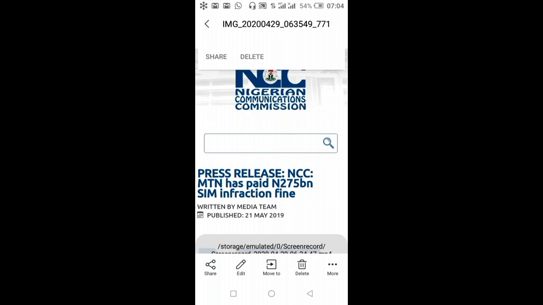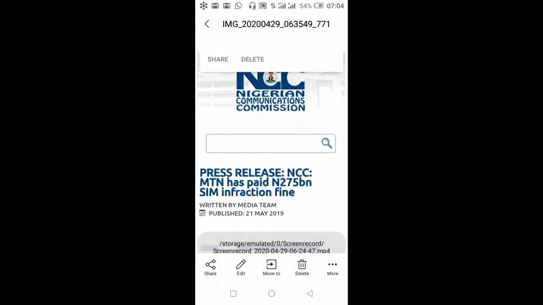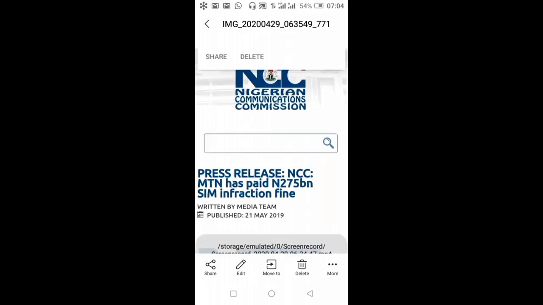Number four function of NCC is that it summons persons before NCC in case of grievances. That is, if there are grievances between the telecommunication providers and maybe consumers or an individual or any other agency, NCC as a regulatory body has the right to summon such persons, either the communication providers or anybody who is actually involved in one form of grievance or the other. So they summon such a person.